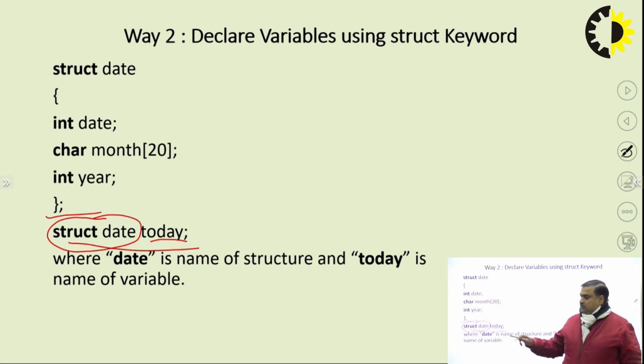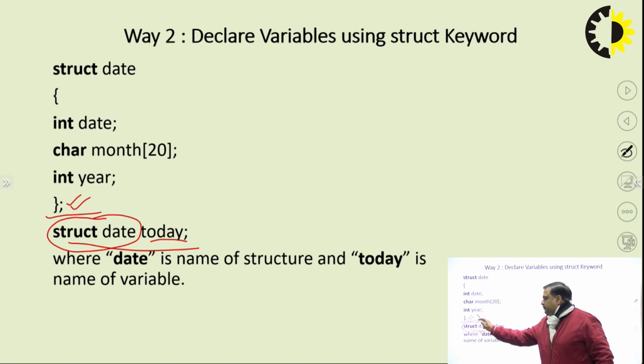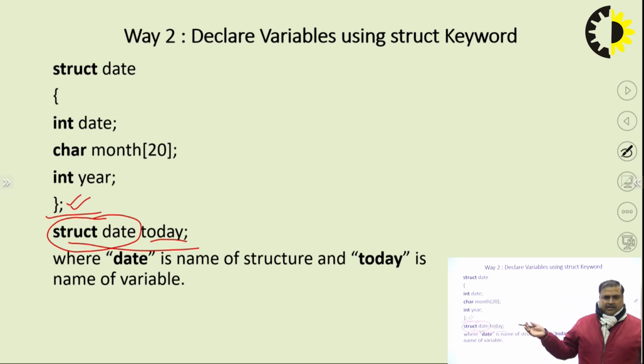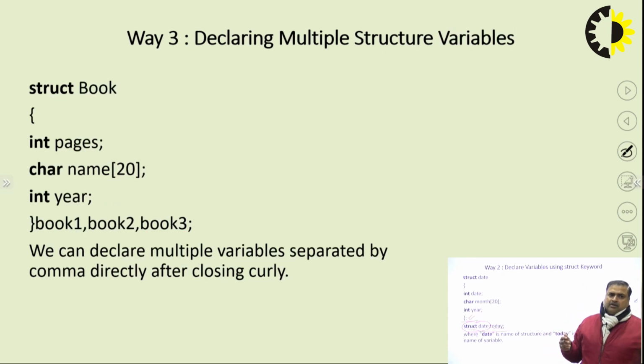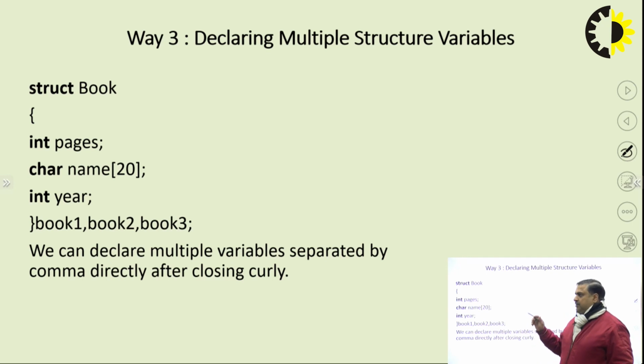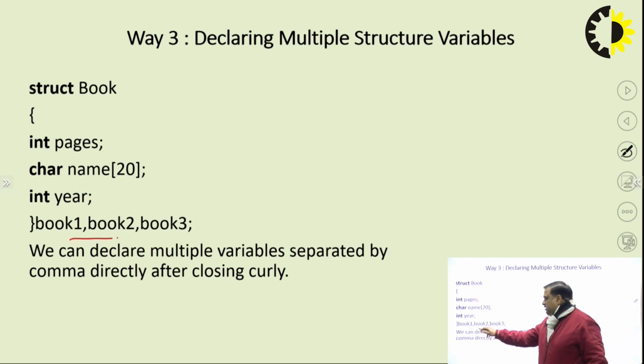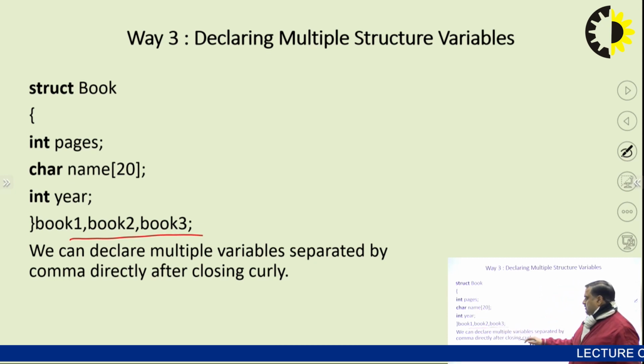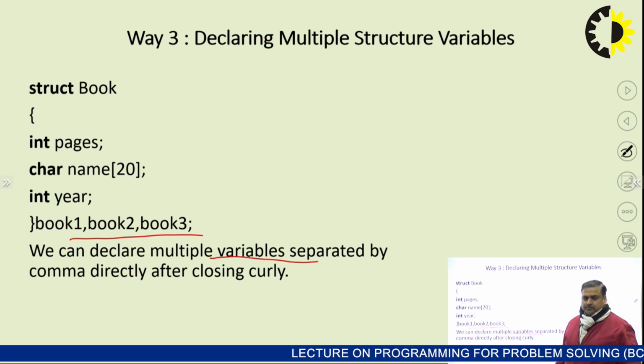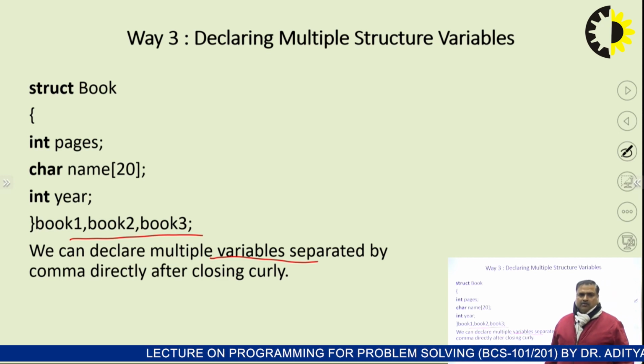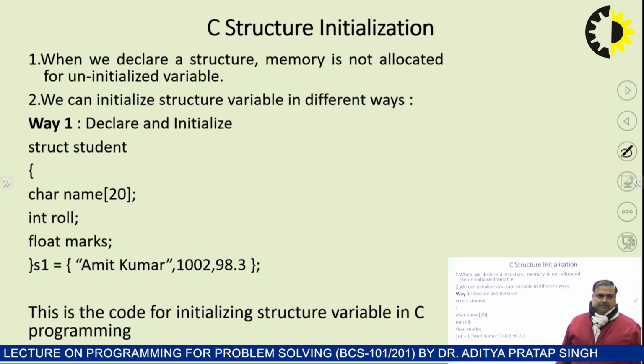The first way was creating the variable here only. The second is we can create it later. First we declare the structure and then we declare a variable separately inside the main or outside the main. Another way of doing it, like here we have created multiple variables. We can create multiple variables separated by comma. So we can also do it in this way.